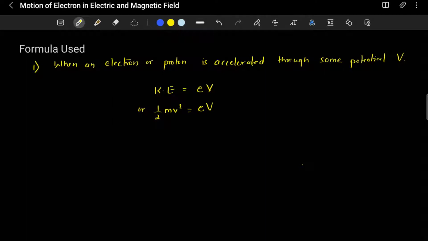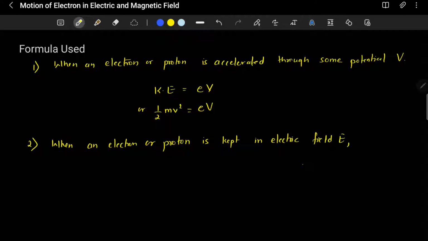m is the mass of the charged particle. The second case, when a charged particle, either an electron or proton, is kept in an electric field E, then the force developed on the charged particle is charge into electric field, or F is equal to qE. For electron and proton the charge is e, so force is eE.